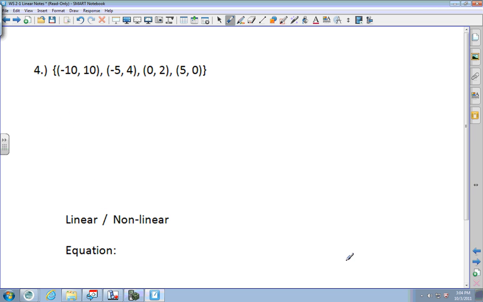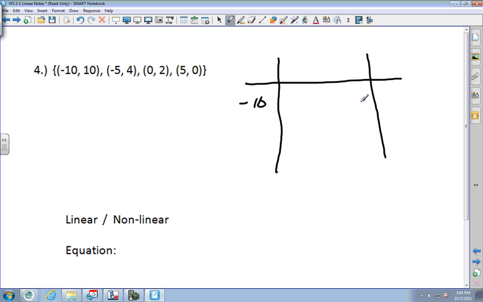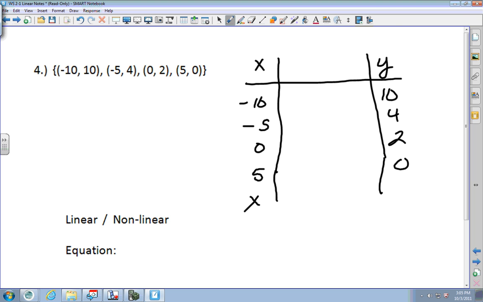Next, here's another one. We need to figure out if it's linear or not. So the first thing I would do is take my points and make a table. So I have negative 10 and 10, negative 5 and 4, 0 and 2, and 5 and 0. And then I always put an x right here. Remember, this is x, then y.